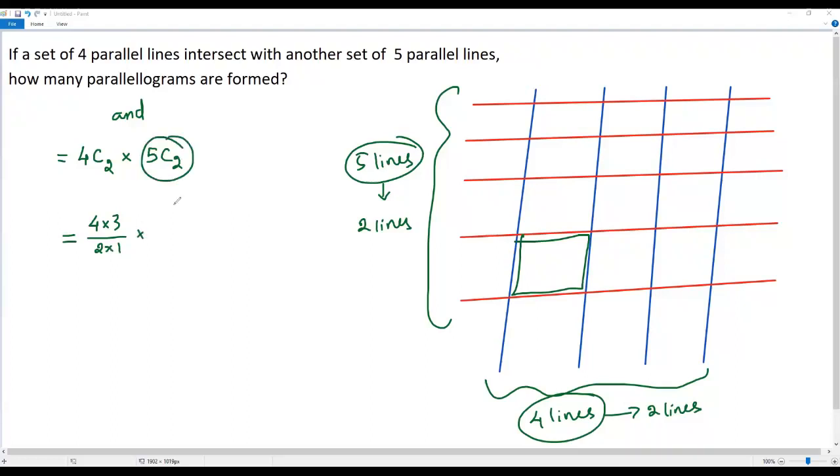The same thing I have to do for this one. It is 5 times 4 over 2 times 1. So 2 goes into 2 one time, 2 goes into 4 twice. 2 goes into 2 one time, 2 goes into 4 twice. So here 6 and here 10. So 60. So when a set of 4 parallel lines intersects with another set of 5 parallel lines, 60 parallelograms are formed. So the answer for this question is 60.